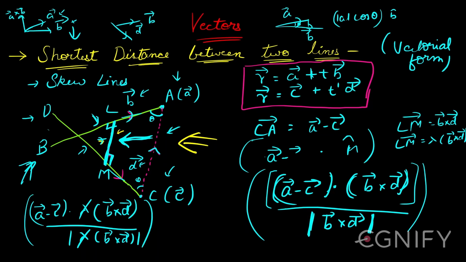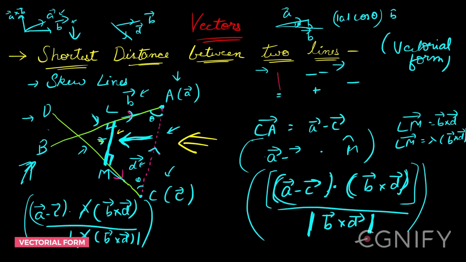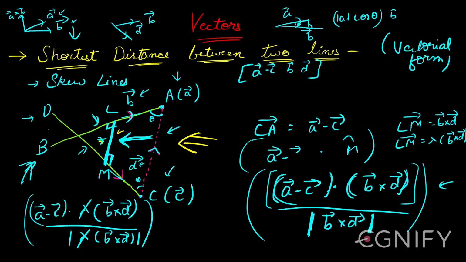So this is actually the box product. Now if you have a look at this topmost expression that you see, A bar minus C bar dot B cross D, I can write this as box A minus C, B, D, and below what you have is mod B cross D. So this is the formula that you need to remember. This is the vectorial form.